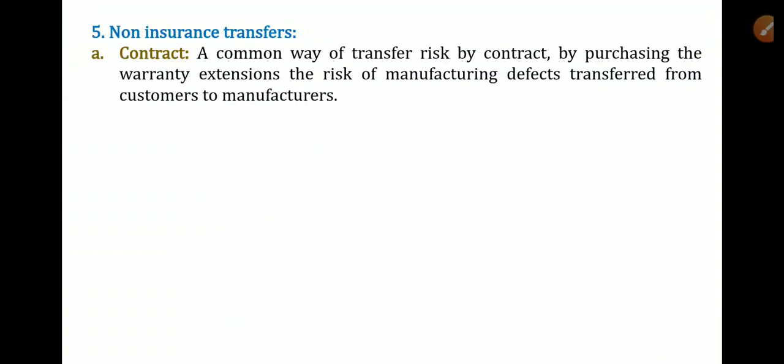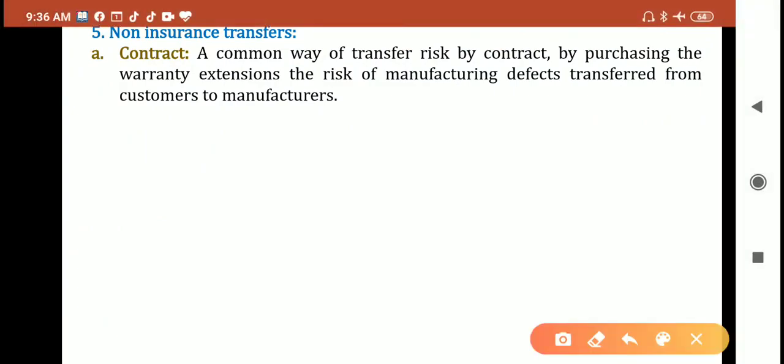Apart from those four, you have another method to avoid the risk. In non-insurance transfers, one is contract. A common way of transferring risk is by contract. By purchasing warranty extensions, the risk of manufacturing defects is transferred from customers to manufacturers. I think you might know the warranty and guarantee schemes. If you purchase a product, the manufacturer will give you a warranty for 1 year, 2 years, 10 years, like that. That means they are accepting the risk which may happen to the product.